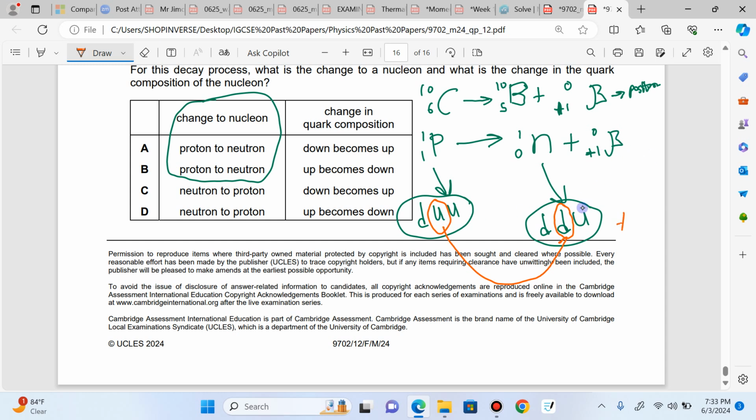So a positron will be emitted in the process. So an up quark becomes a down quark. Up becomes down quark. Okay, that's correct. That makes B the correct answer to question number 40.